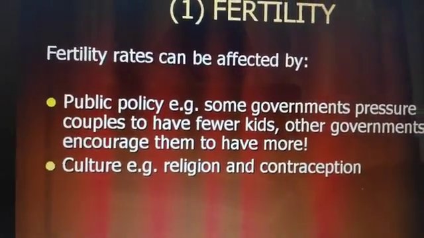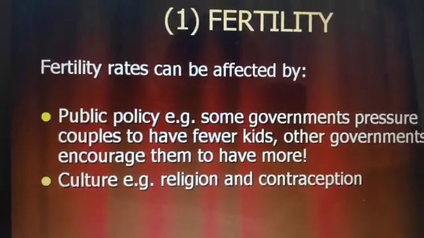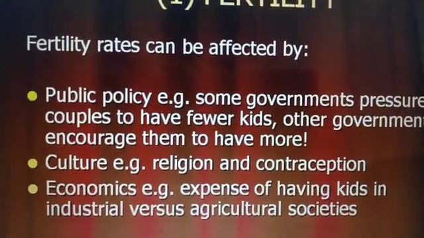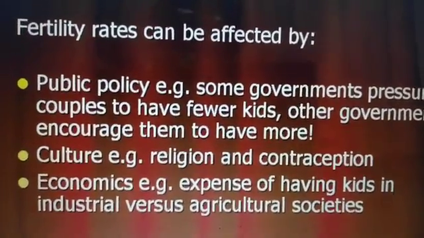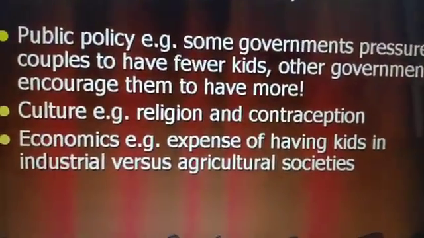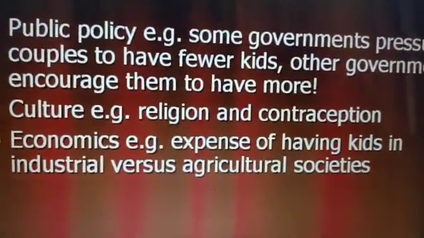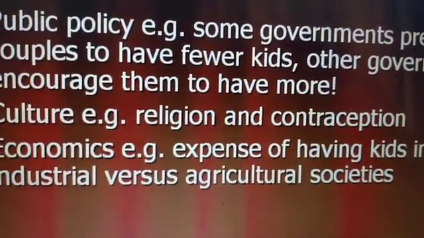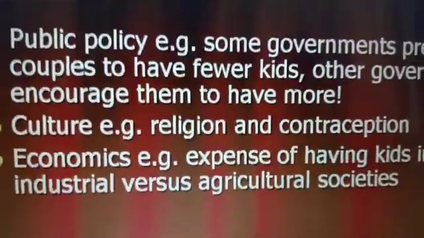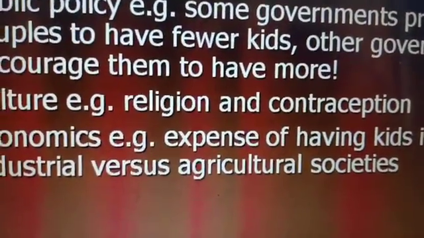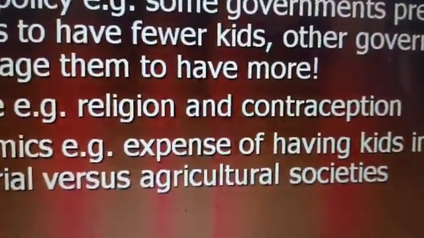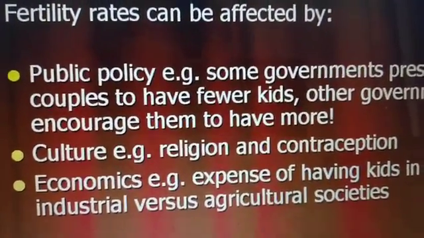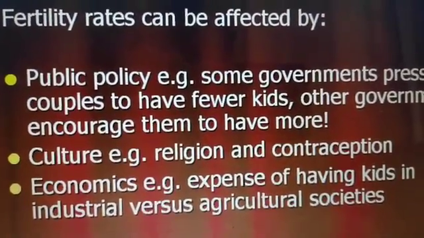Then culture, that is religion and contraception. This is also a major issue we have to go through, and we have to do research on these issues. The third is economics, that is the expense of having kids in industrial versus agricultural societies. This is very important when we are talking about population studies and population growth, because we are calculating the expense of having kids. In industrial or urban areas, people plan for their kids, but in agricultural societies there is still no planning for kids, and the population grows because they are dependent on agriculture. That is why in rural areas we see unorganized labor and disguised unemployment.